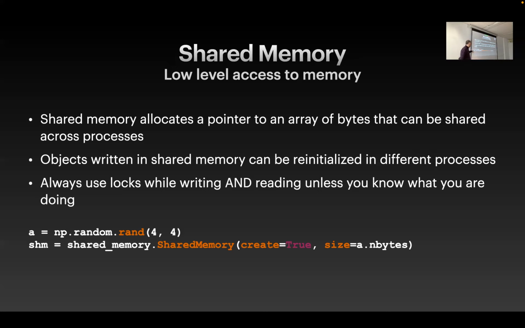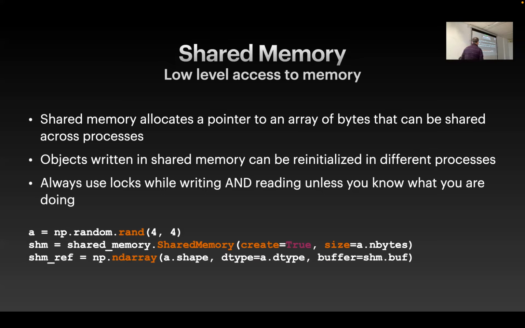Now, the memory that I've just allocated is empty. There's nothing to do with this object, so I still need to copy the object inside. All right. So the next step is I get a reference to this memory. I create a mask on top of this memory by using this particular constructor in the array, for example, and I pass it the shape, the type, and where the buffer is. So where in memory is my array? And at this point, I can just copy the content of A into my shared memory reference, right?